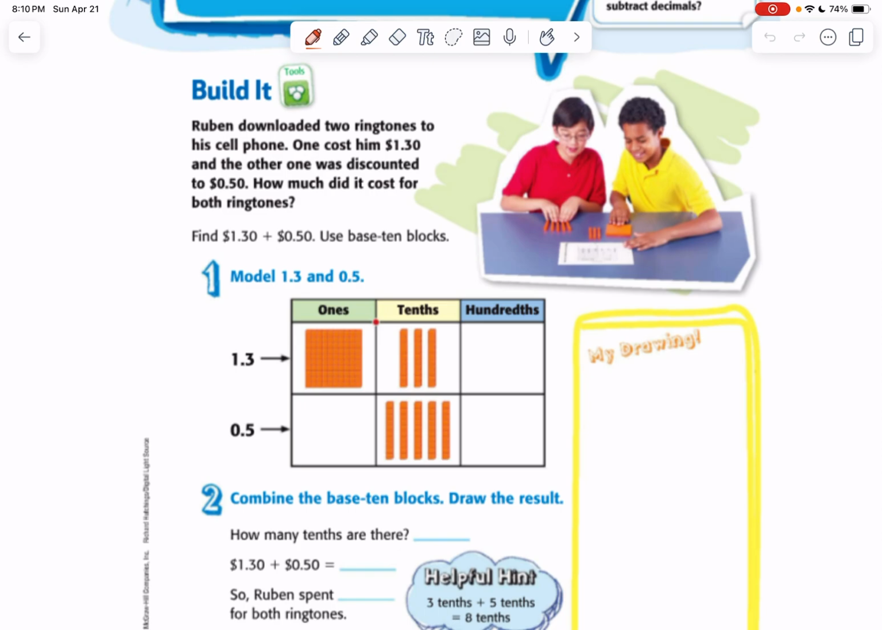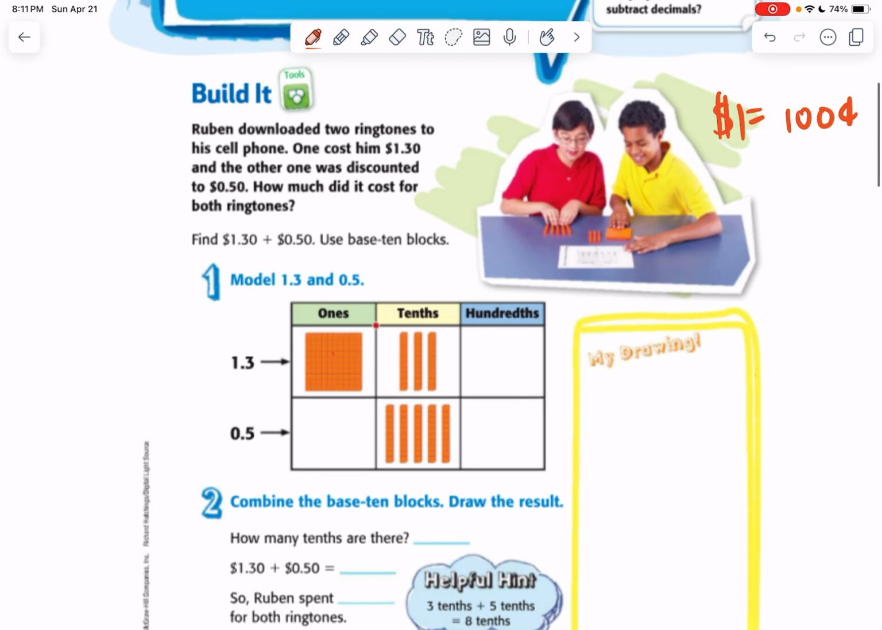In our first question, Ruben downloaded 2 ringtones to his cell phone. One cost him $1.30 and the other one was discounted to 50 cents. How much did it cost for both ringtones? Well, first of all, before we get started, let's just remember that $1 is the same as 100 cents. That's why right here we could use a base 10 block of 100 to equal $1.